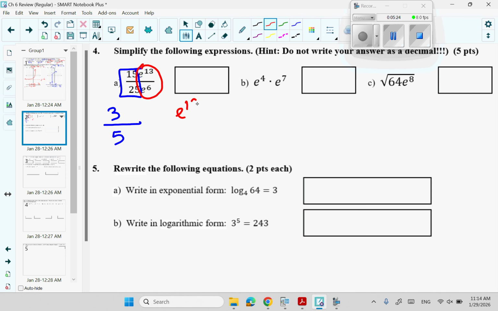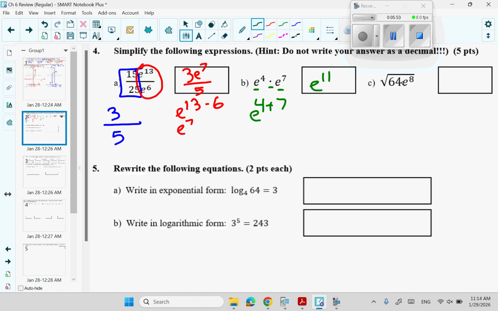Well, they're stacked on top of each other, which means I can subtract the exponents. So 13 minus 6 is e to the 7th. So we're going to get 3e to the 7th over 5. The e goes to the top because that's where the highest exponent was. Here, I am multiplying with the same base, so I would simply add exponents. So I'm going to get e to the 11.